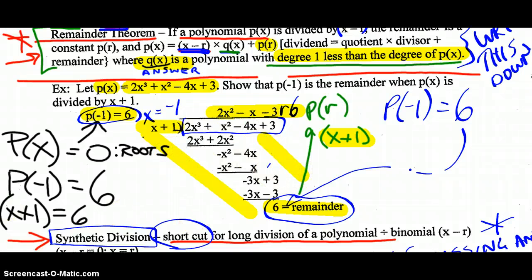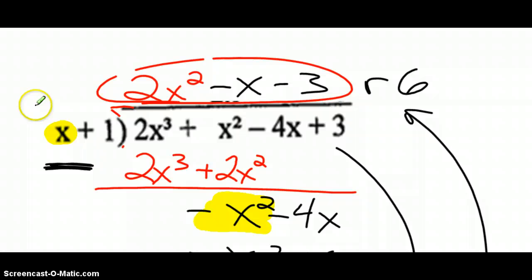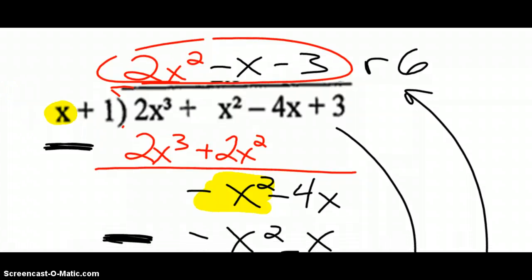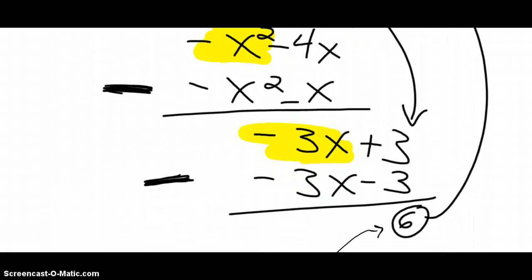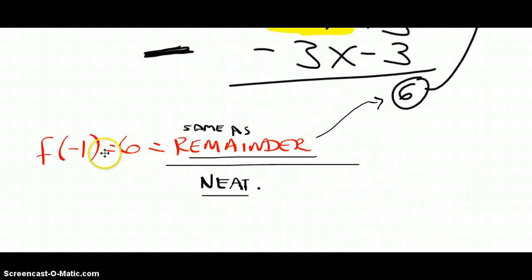Actually, I got a nice one of those. There you go. I'm going to leave that there. You should make sure your work looks a lot like this. And then we'll never do long division again. Long division's a nightmare. Here, look at this. F of negative 1 is 6, which is the same as the remainder. Neat. That always happens.